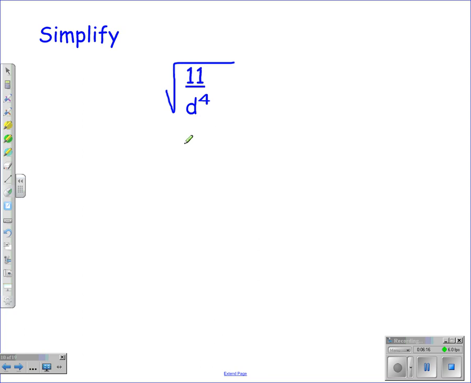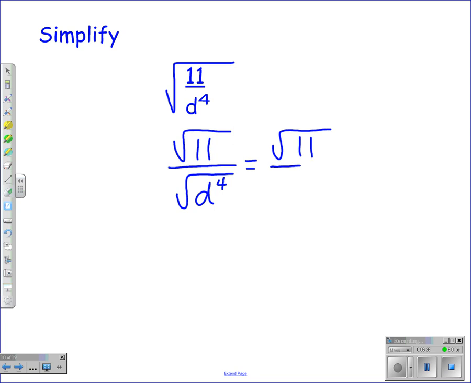Here we have the square root of 11 over the square root of d to the fourth. Let's rewrite that as the 2 radicals. In the top, you have the square root of 11, and that's not a perfect square, so we'll have to leave it underneath the radical. In the denominator, the square root of d to the fourth is d squared. I'm just dividing the exponent by 2 in order to come up with that number. This is our answer.